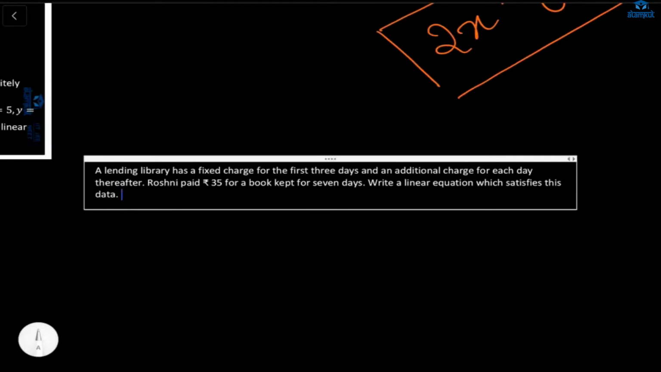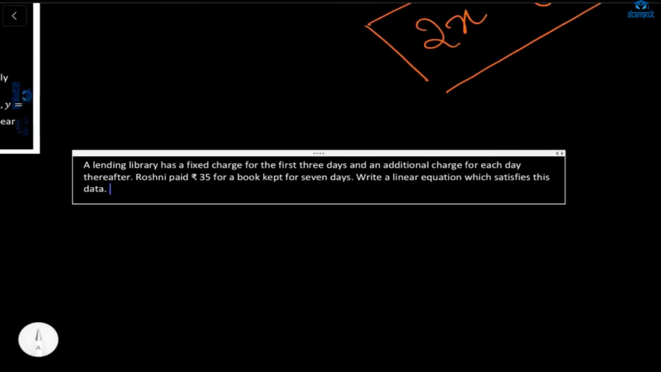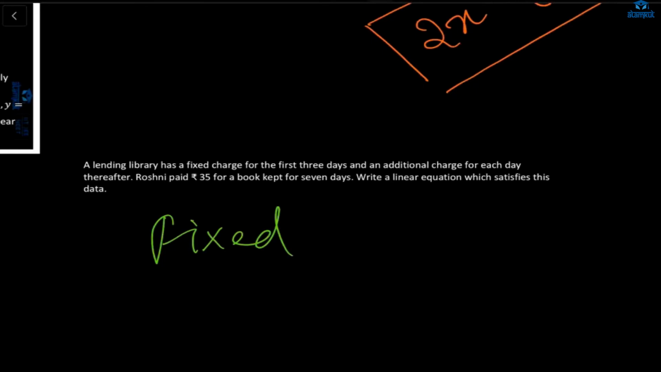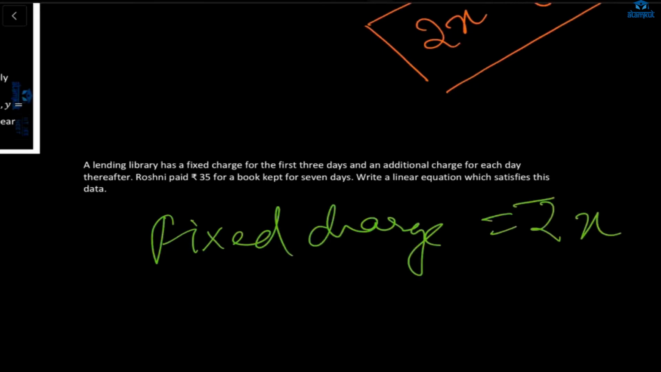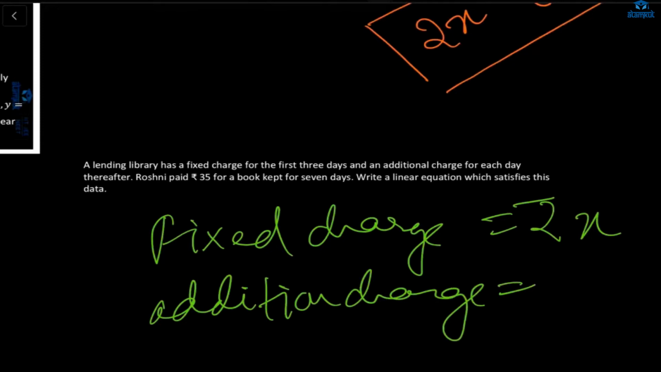Ma'am, let the fixed charge be X. So the fixed charge is equal to rupees X. And ma'am, let the additional charge be rupees Y. Rupees Y, and what will be the equation after that?